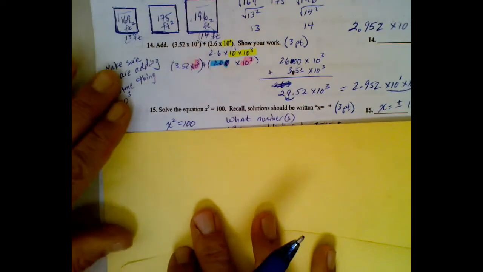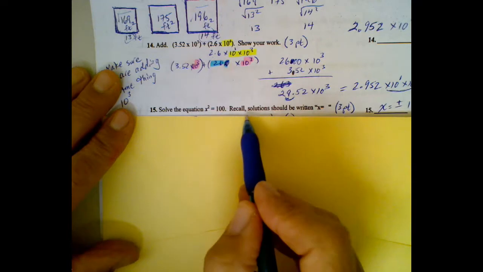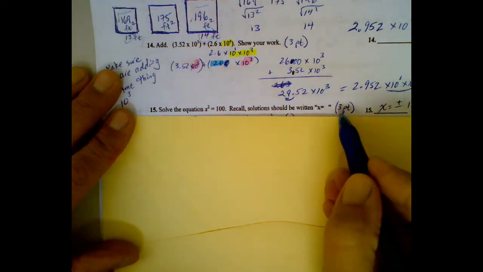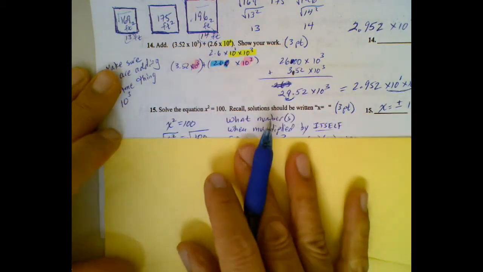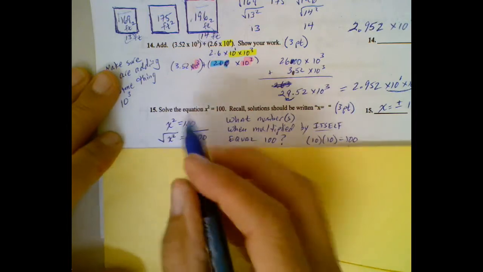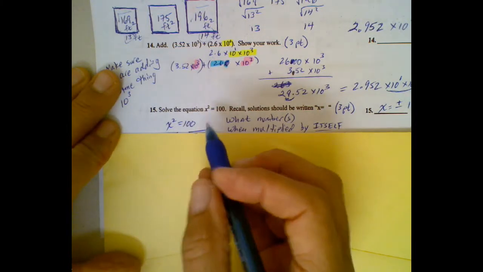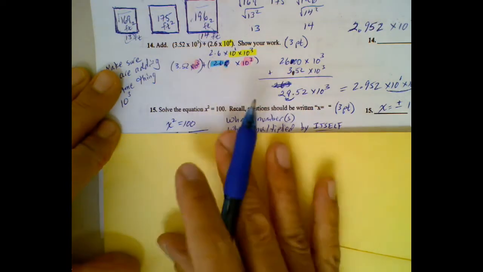Let's see, we're getting close to the end here. Solve the equation x squared equals 100. Recall solutions must be written x, the variable, equals something, right? Because once I start with an equal sign, I must always have an equal sign. So I know what numbers, when multiplied by themselves, equal 100. This is an equation. So when I have an equation, I must do to both sides.